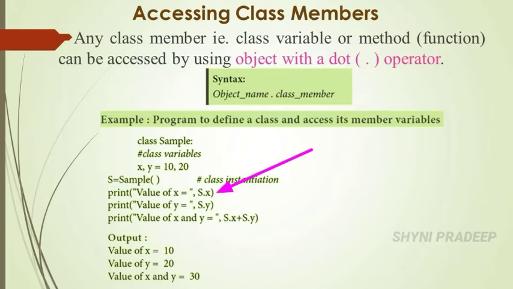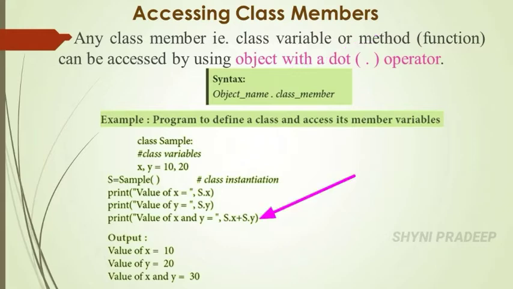Next see the print statement. Print value of x is equal to s dot x. Here s is the object name and dot is the dot operator. And the next class member is what? x. That means the variable. Next, print the value of y is equal to s dot y. So s is the object name, dot is the operator, and next y is the variable. So if you want to access the x, y variables, you have to write like this. First you have to write the object name, next write the dot operator, and next write the variable names.